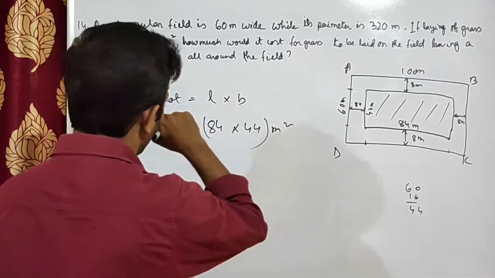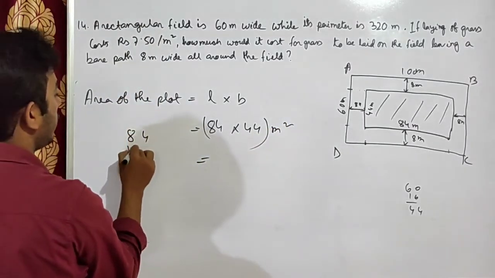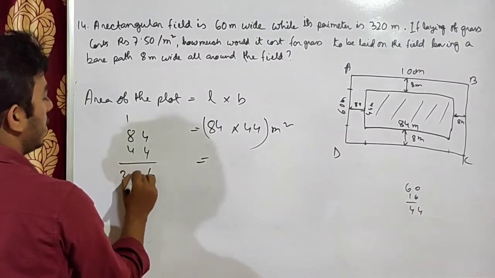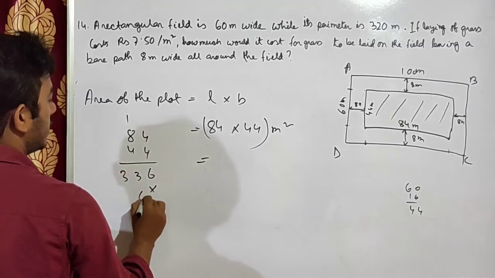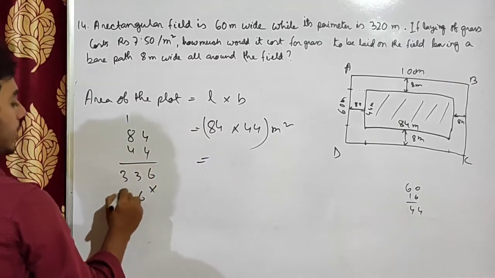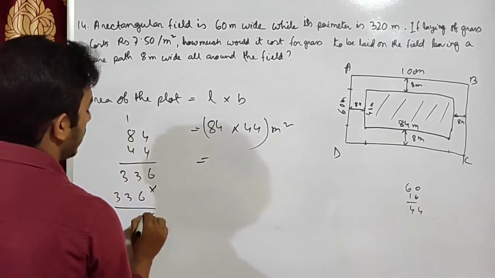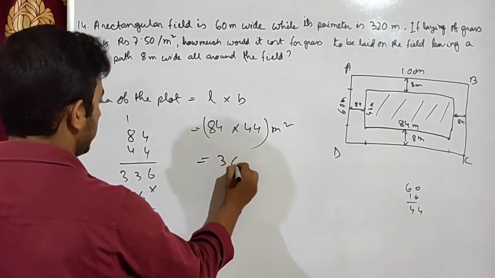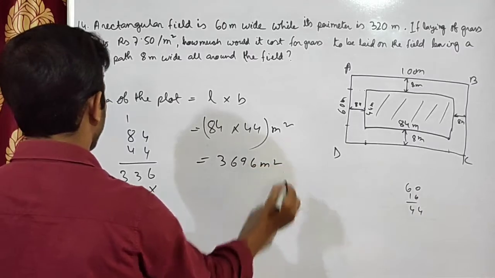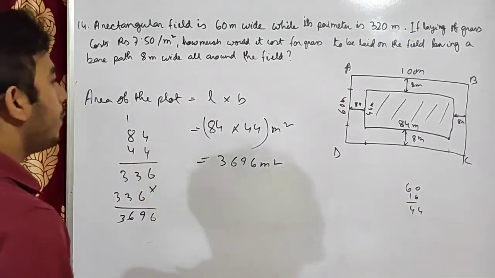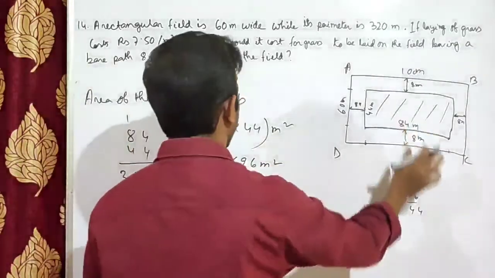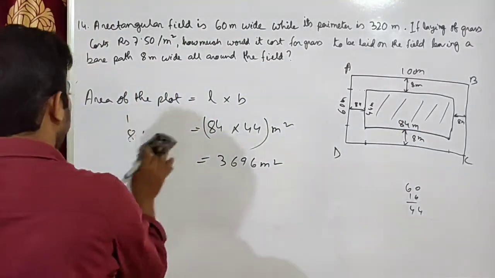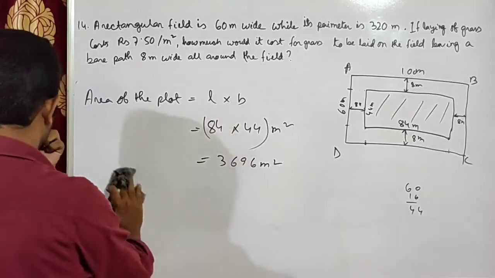Okay, now 84 into 44 is how much? 4 into 4 is 16. 1. 8 into 4 is 32, plus 1, 33. 4 into 4 is 16. 8 into 4 is 32, 33, isn't it? So 6, 9, 6, 3. So it is 3696 meter square. So the area of the plot where we will put grass is 3696 meter square. Now we have to find its cost, isn't it?